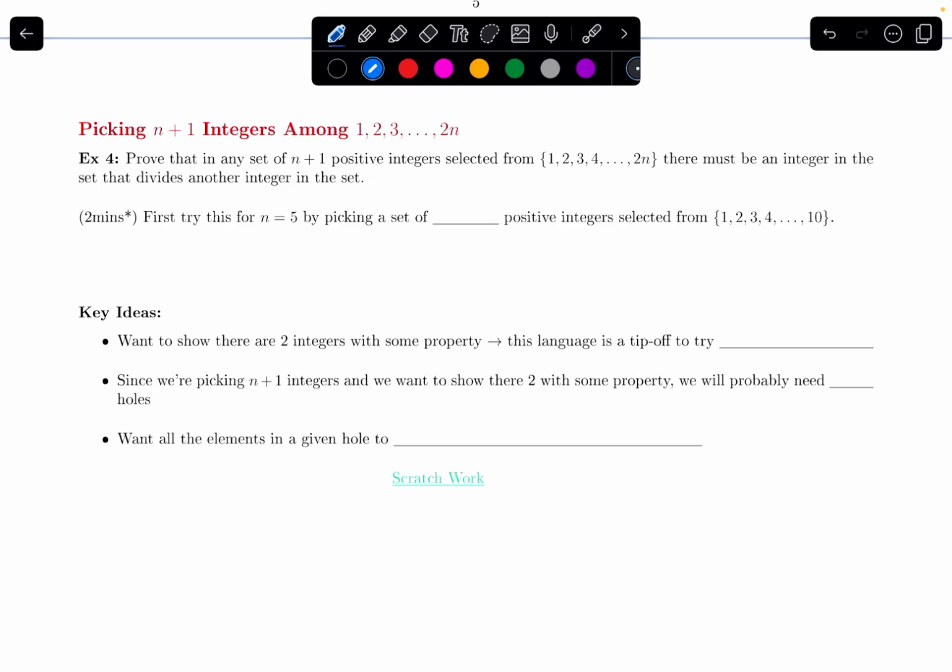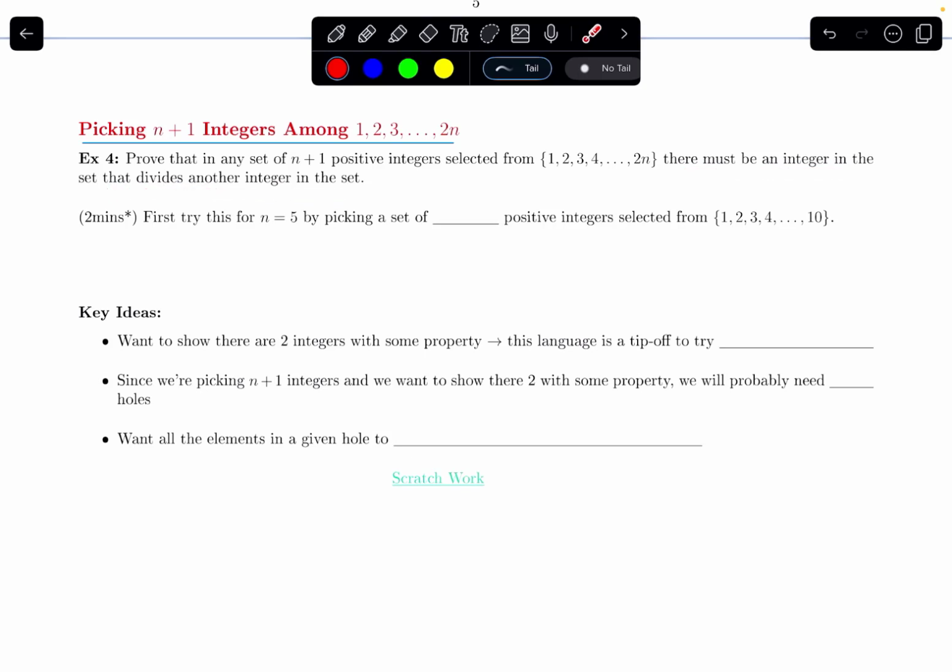In this video, we are going to do an example where we pick n+1 integers among the first 2n positive integers. So the example says, prove that in any set of n+1 positive integers selected from the first 2n positive integers, so I'm picking n+1 integers from this set that starts at 1 and then contains all the integers up until 2n, that there must be an integer in that set that divides another integer in the set.